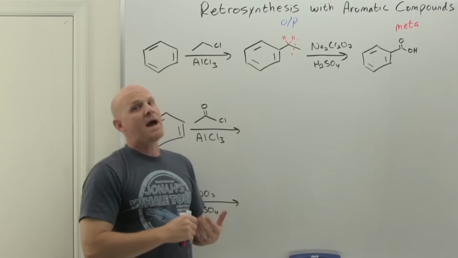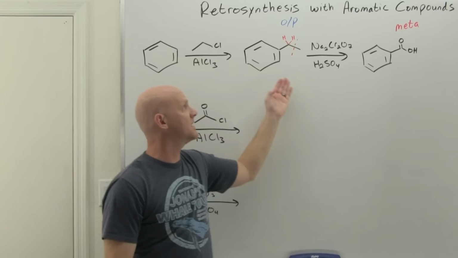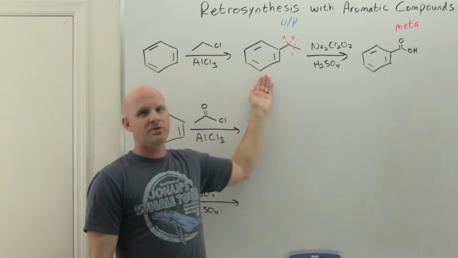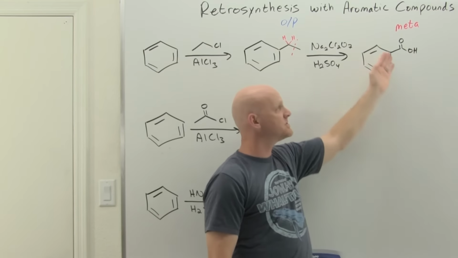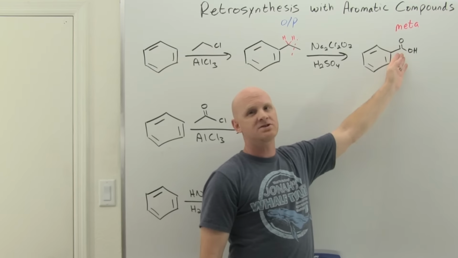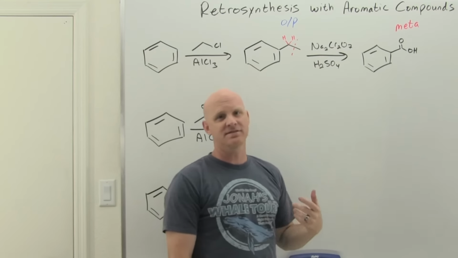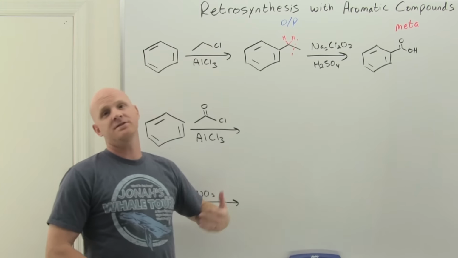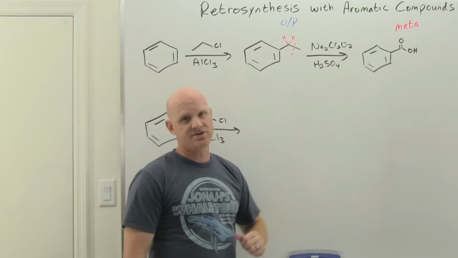If I do an EAS reaction before the side chain oxidation here, then my electrophile is going to end up either ortho or para relative to the ethyl group. However, if I do it after side chain oxidation, then my electrophile would end up meta to the carboxylic acid instead. And so it gives me some options. I just have to adjust when I'm doing an EAS reaction, either before or after the side chain oxidation.